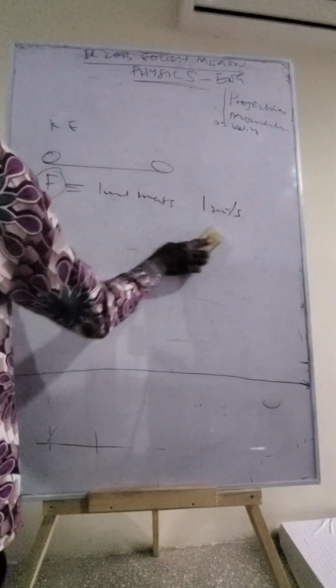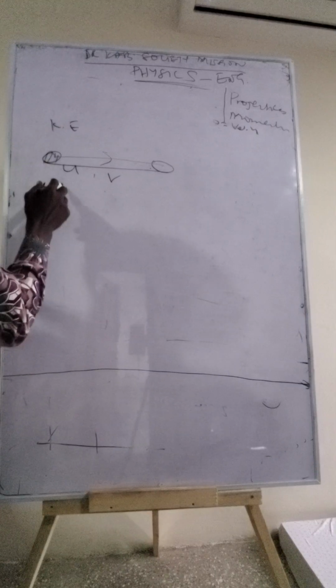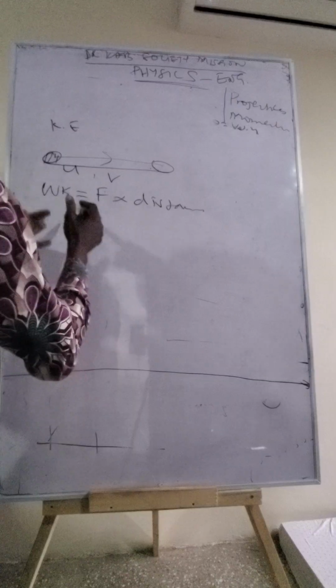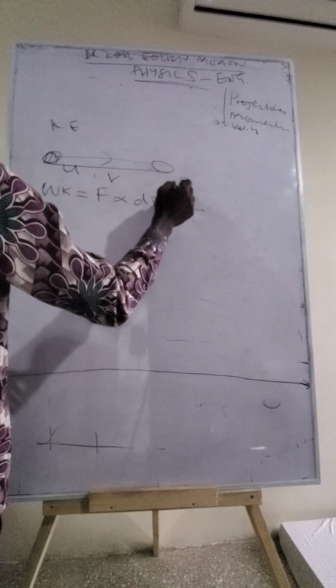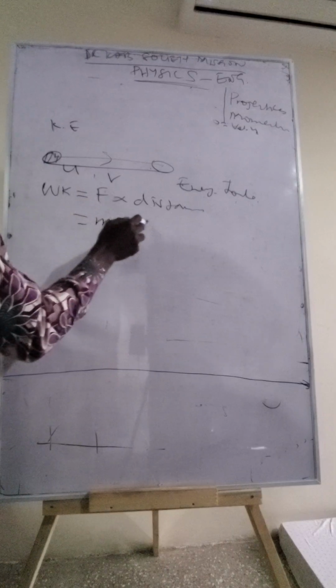Now let's see how we can use this in deriving the kinetic energy. So here is the mass, and it's moving with a certain velocity v. Our work done is given by force times distance. The force that you are using over a distance that you move is work done, and it's measured in energy, joules. So the force is your mass times your acceleration, times your distance.